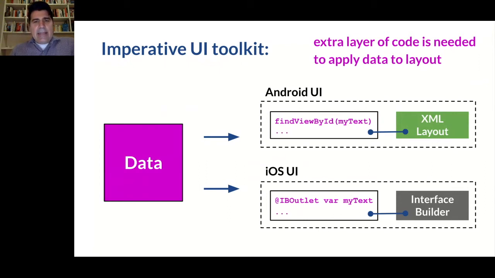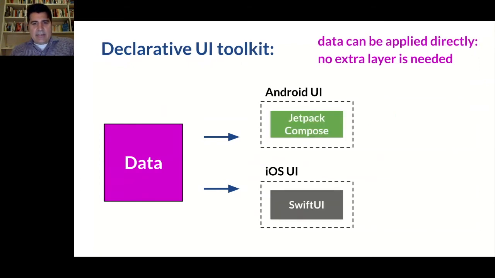So in declarative UI, you don't have this layer at all, as you can see here. So we don't have the extra layer of code. Our data structure, we are able to apply directly the fields, the data elements directly on the UI without even defining an ID. You just have this element and you associate a field, a data element, to it.